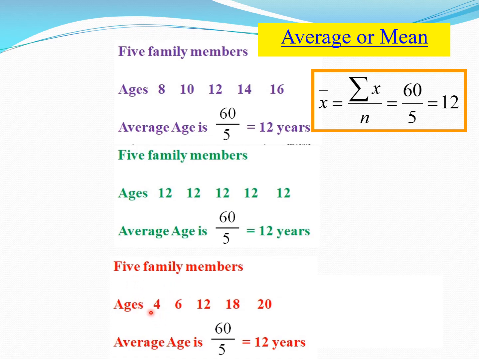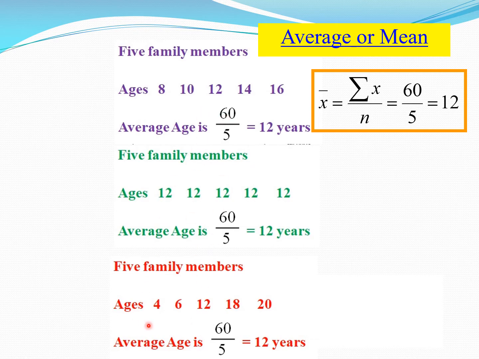These 5 members, the ages range from 4 to 20: 4, 6, 12, 18, 20. Again, add up the ages: 10 and 12 is 22, 18 is 40, and 20 is 60. The average age is 12 years. So you can see we have 3 different sets of data, 3 sets of families, let's say, and the figures are sort of doctored, and you notice that the average age is the same on each occasion.